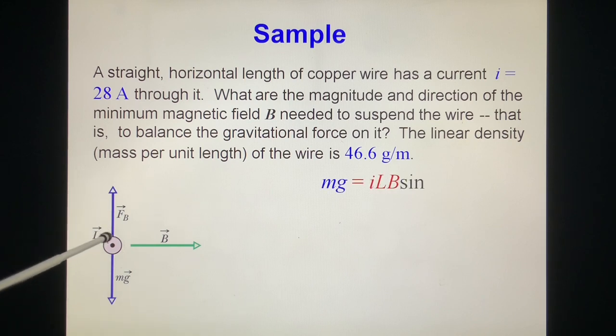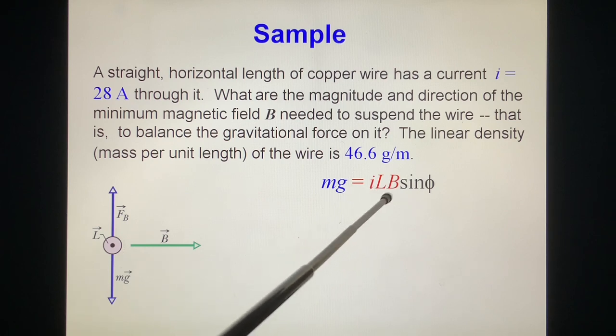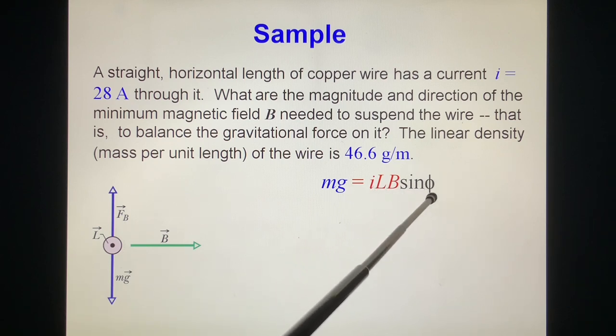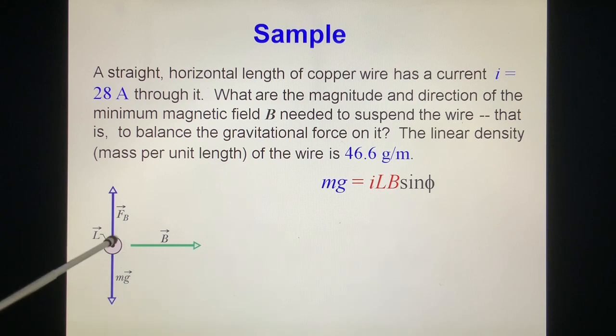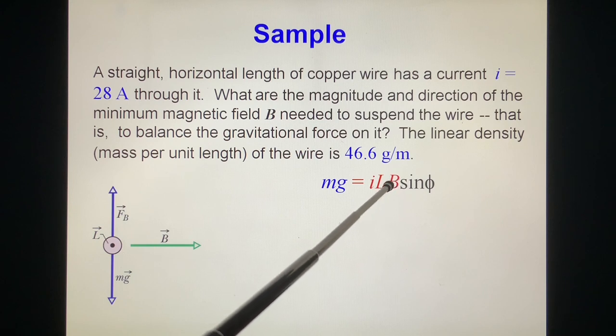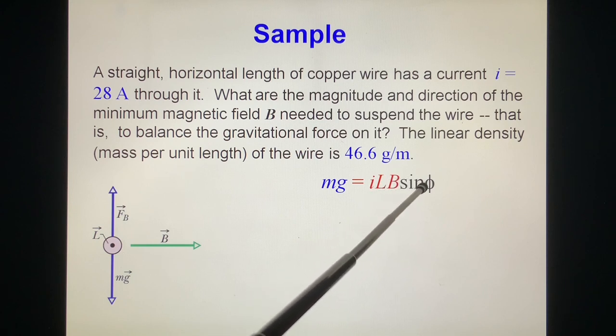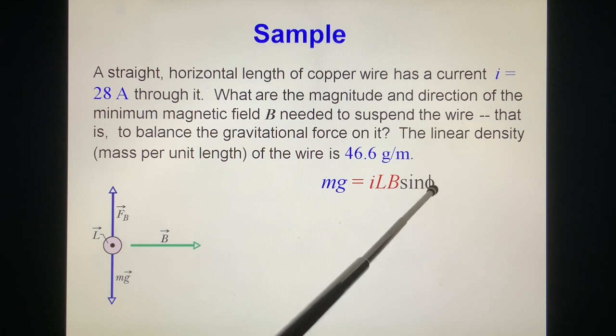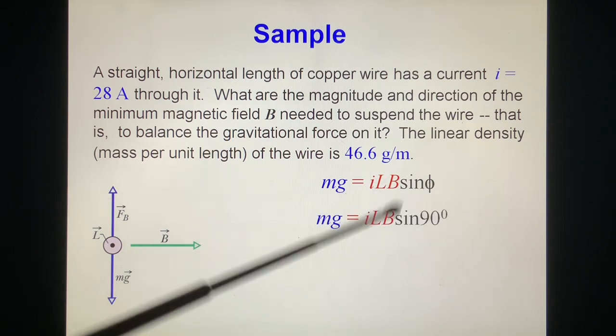Now, the key point is what to balance. So F_B must be upward to balance it. The magnitude must be equal to mg. In other words, mg equals I L B sin phi, where phi is the angle between B and the current. We don't know phi. And in order to find the minimum B, we must have the maximum sin phi. In that case, phi is equal to 90 degrees. Okay, so B can be minimum.